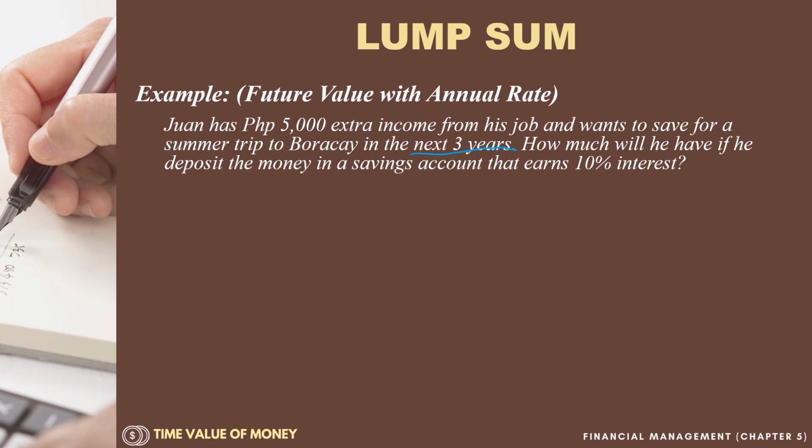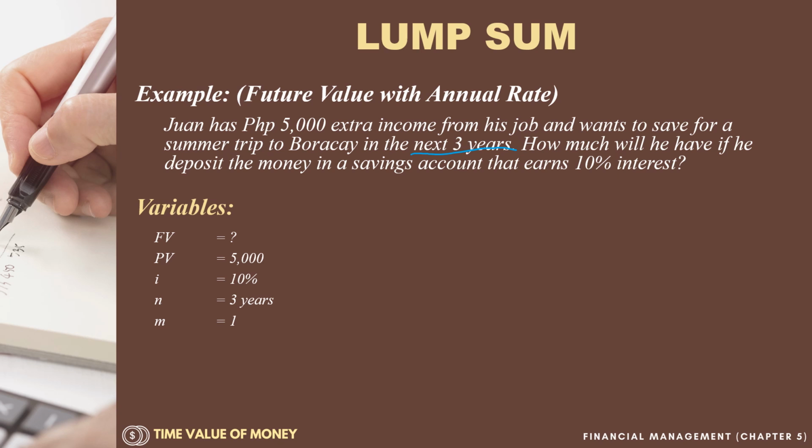Now, before we can solve the problem, we will first identify the different variables that were given in the problem. Since we're looking for the future value, we don't know yet what the future value is. And here the present value is the 5,000 pesos. I, or the interest here, is 10%. N, which is the number of years, is 3. And then M is 1 because this problem is only compounded annually.